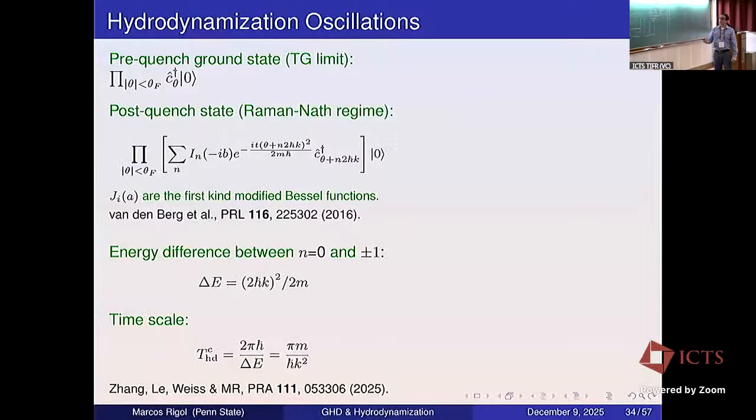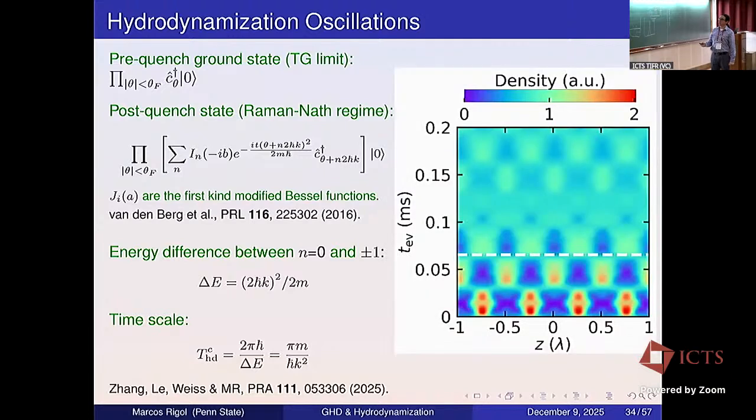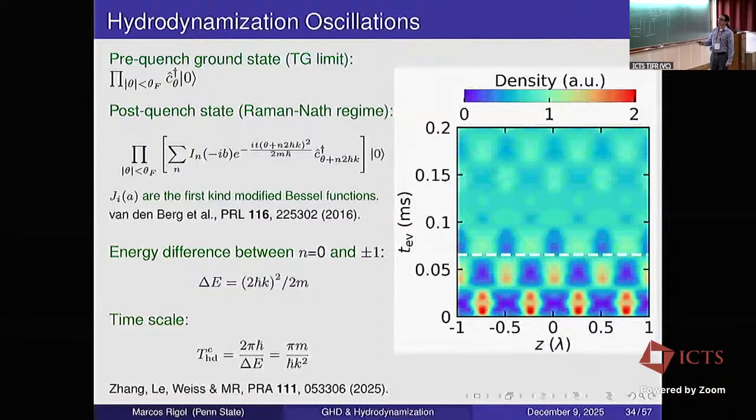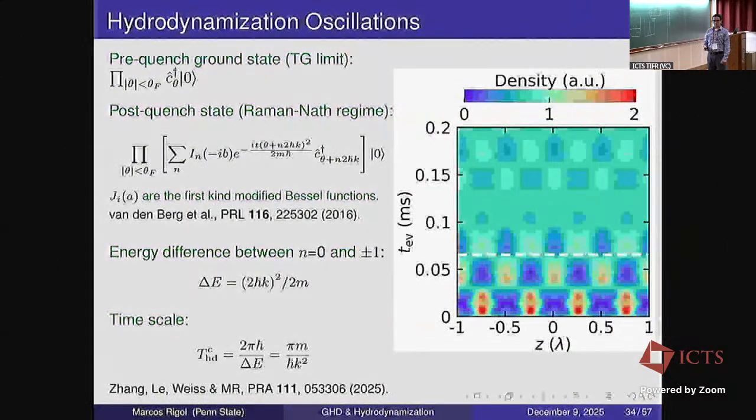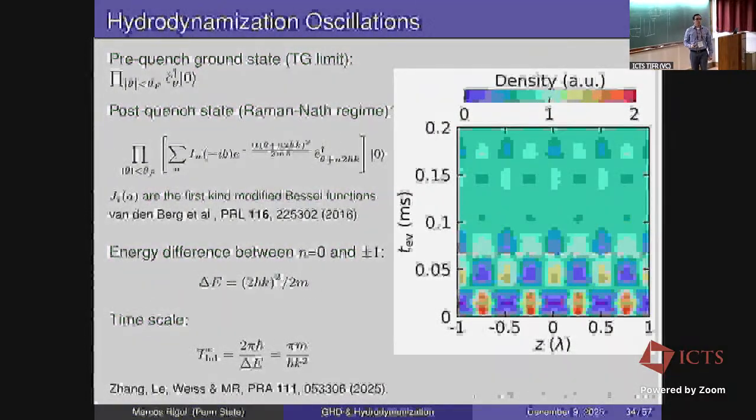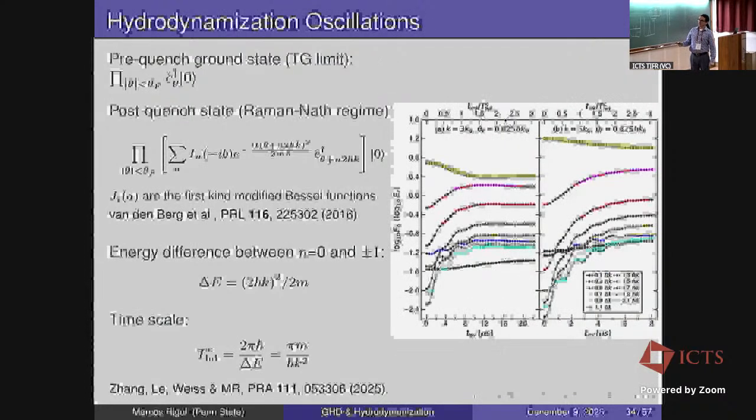Now you can ask, is there anything happening in the experiment in that time scale? Yes, there are two things happening. If you look at the density distribution, it exhibits oscillation with that precise time scale. And if you look at the momentum distribution, this is exactly the time scale of those oscillations that the experiment had. You remember I told you that there are these wiggles that are real. These are precisely that.